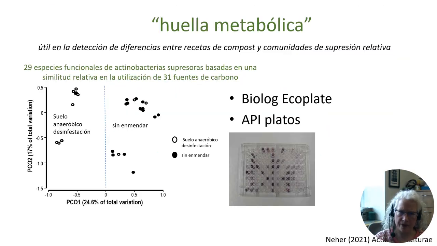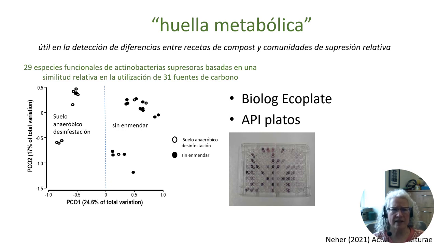Commercial kits come pre-populated with carbon and nitrogen substrates where you can add a compost slurry and the wells change color, and the intensity of that color can be quantified by spectroscopy. This color represents how actively that particular substrate is being consumed by the microbial community in the compost. This approach is useful in screening among compost recipes and communities of relative suppression.